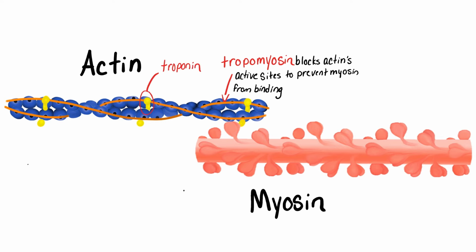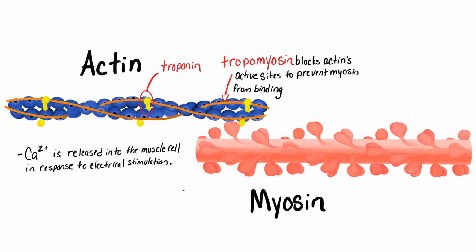Now, remember in biology, there's this concept where when something binds to something else, that is going to cause a shape change, and that shape change is going to cause something to happen. In this case, what happens is the electrical impulse that spreads down your muscle causes the release of calcium to the inside of the muscle.